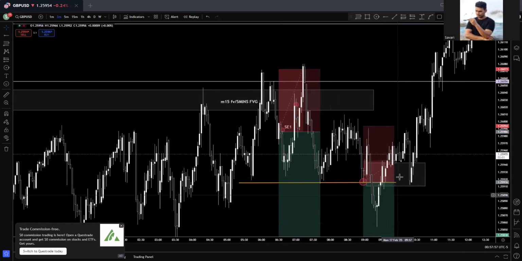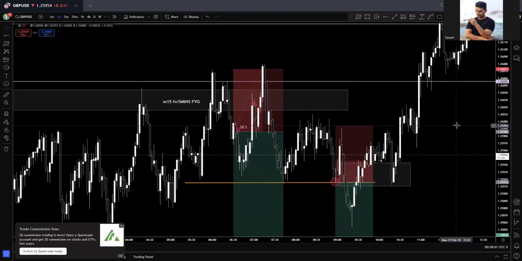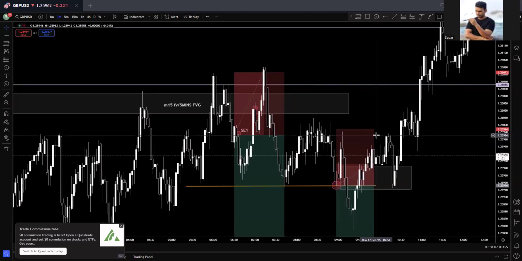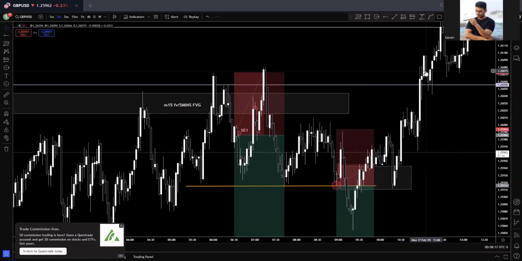Getting swept, big displacement back up. There is no structure shift. This is the last swing that's put in place. So before that happened, this swing got broken to the upside. Structure shift, this parallel gap getting built up, induced, big push to the upside.